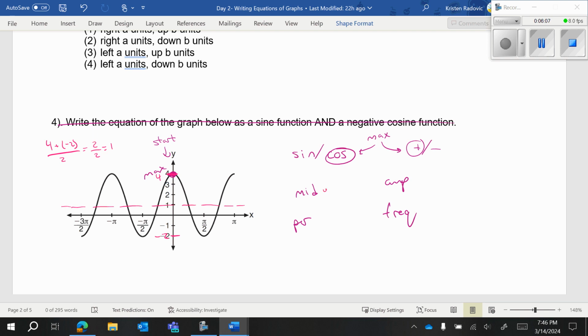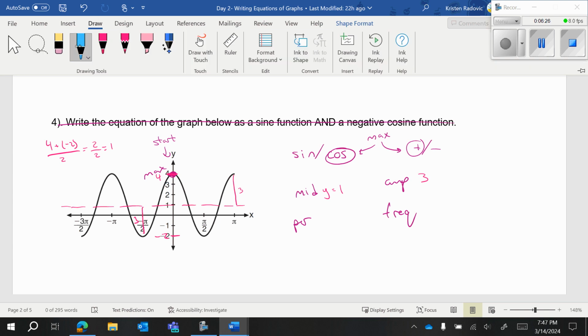So my midline is y equals 1. The amplitude is the distance from the middle to the top. From 1 to 4, this distance is 3. You could also count downwards. This distance is 3 as well.